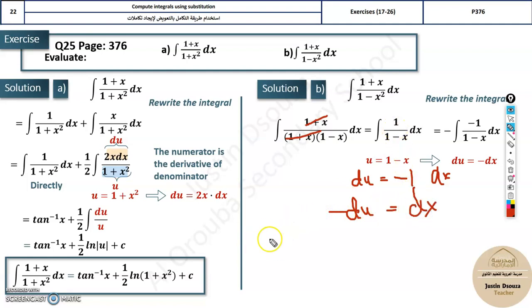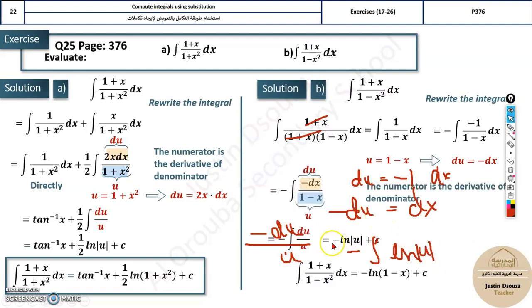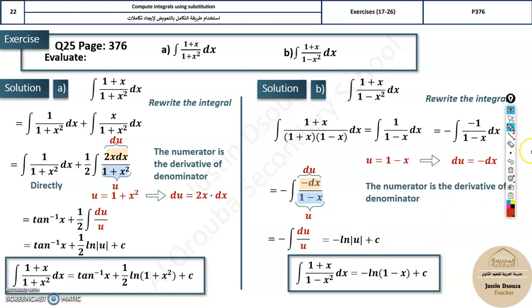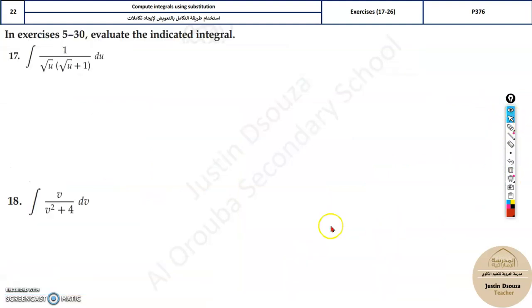Now substitute back. Instead of dx, I'll put minus du divided by u. The minus sign can be taken out, and du by u is basically 1 by u. The integral of 1 by u is ln of the magnitude of u. So the final answer is minus ln of the magnitude of u, plus c, because I have integrated it. But remember to substitute back whatever u was that we assumed.